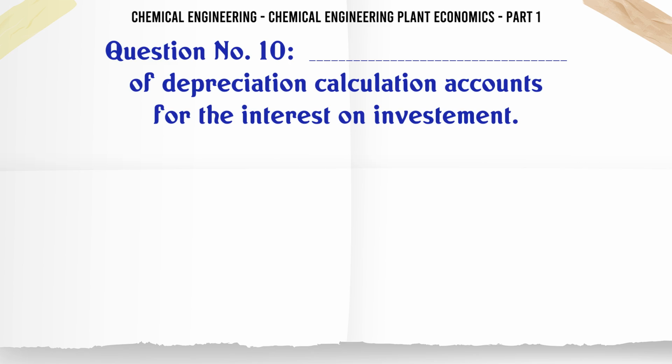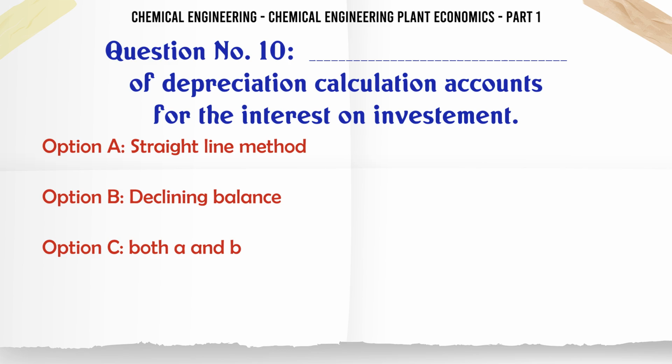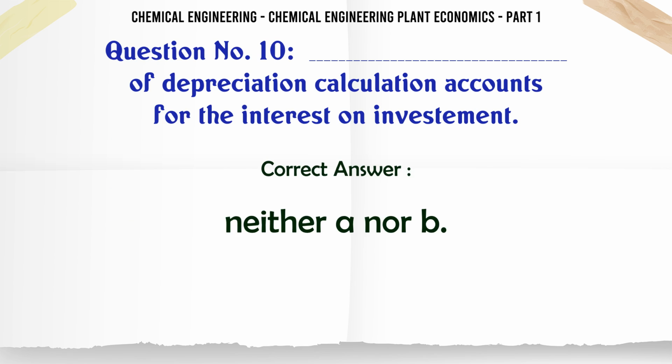____ of depreciation calculation accounts for the interest on investment. A. Straight line method, B. Declining balance, C. Both A and B, D. Neither A nor B. The correct answer is neither A nor B.